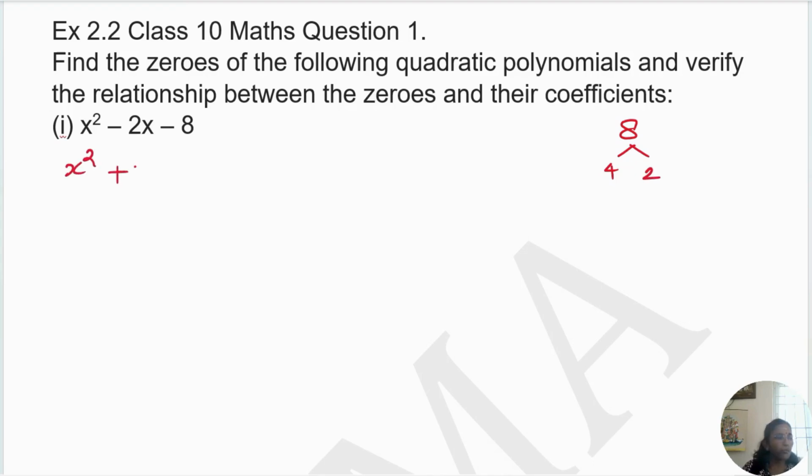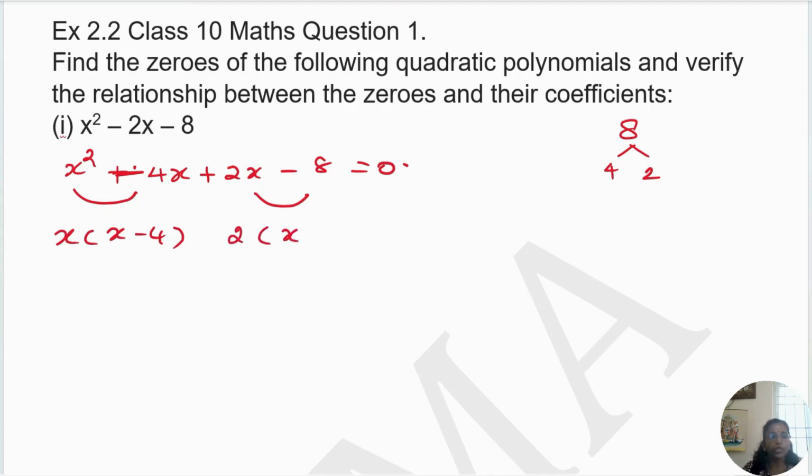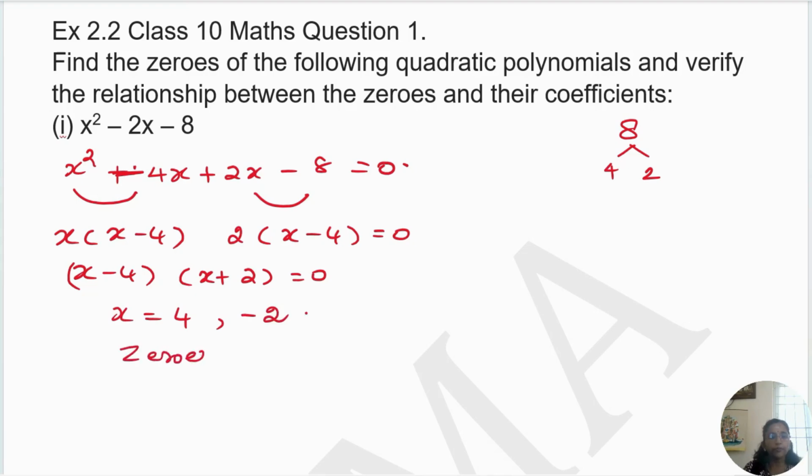So x squared minus 4x plus 2x minus 8 is equal to 0, forming the pairs here. Taking x outside, x minus 4, and plus 2 outside, x minus 4 is equal to 0. So (x minus 4)(x plus 2) equals 0. So the x values are 4 and minus 2. So the zeros are 4 and minus 2. Let us take our alpha value as 4 and beta value as minus 2 in this case.